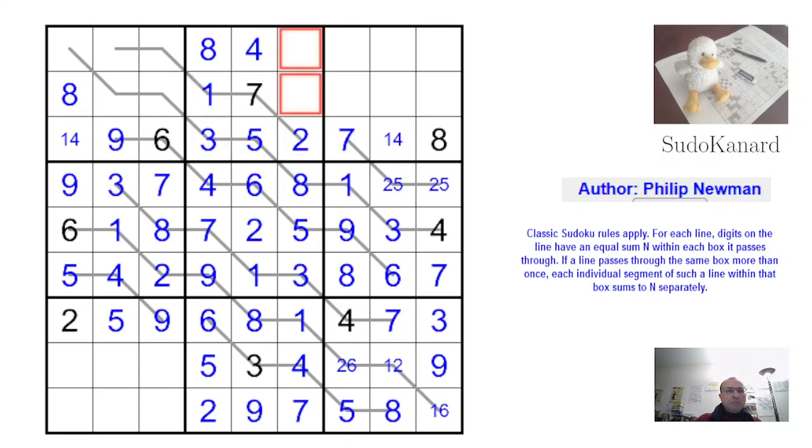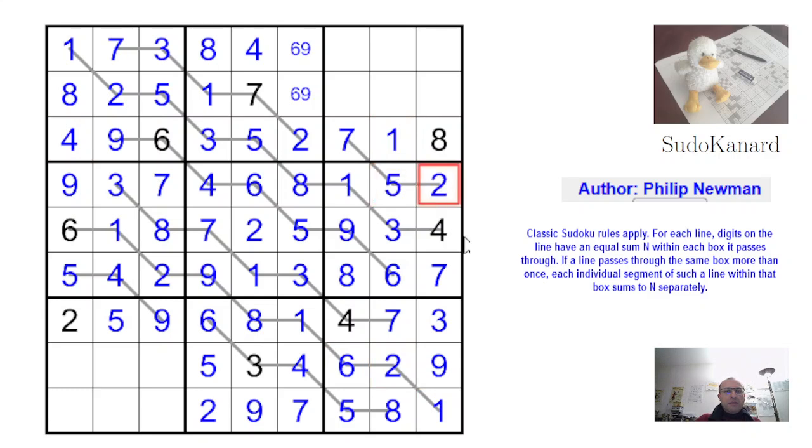Here, I need 6 and 9. Those 3 digits sum to 10 without using any of those digits, so they must be 7 and 3. Those 3 digits must sum to 8. So there must be 1, 2, and 5, and this is 4, and this is 1, and this is 2, this is 6, this is 1, this is 5, this is 2.